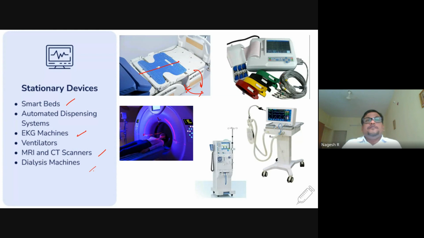Dialysis machines have become smart. If people are aware of how tedious the dialysis process is, there will be an incision in the hand or whichever place, a connection between the artery and the vein. That has become smarter, and these days you don't need that kind of connection as the incision has reduced, and thereby it has become less tedious. That's what I can say.